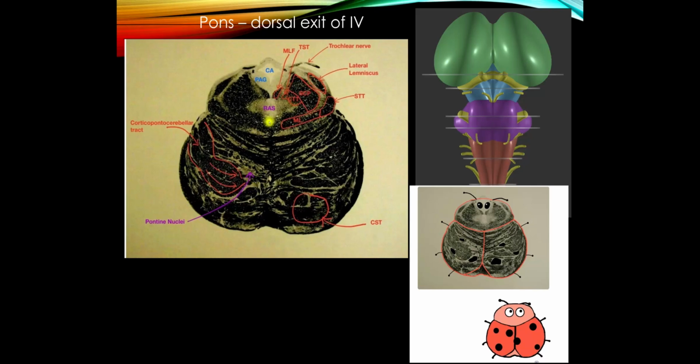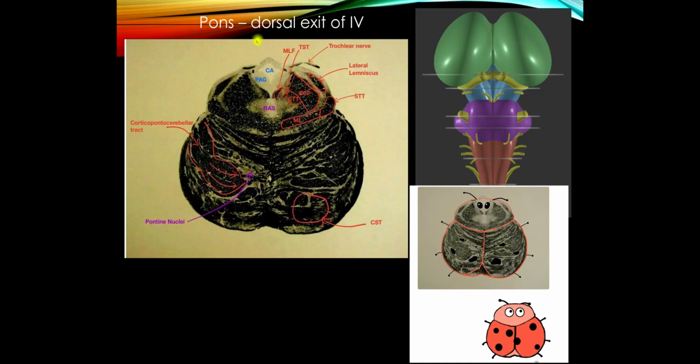We can still see some of the reticular activating system here. Here is the medial longitudinal fasciculus. And now we're beginning to see a little bit of the superior cerebellar peduncle, but that's going to show up a lot better in our next lecture in the midbrain.